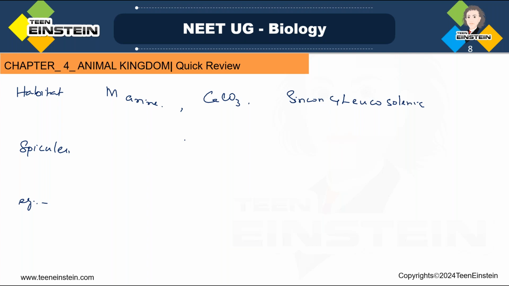Another class is called Demospongiae, which may have marine or freshwater habitat, and the spicules are made up of spongin fibers or spicules may be absent in them. Spongilla, which is a freshwater sponge, and Euspongia are the examples. So that's all you have to learn about phylum Porifera. At minimum you should learn this. Almost all the points are there.